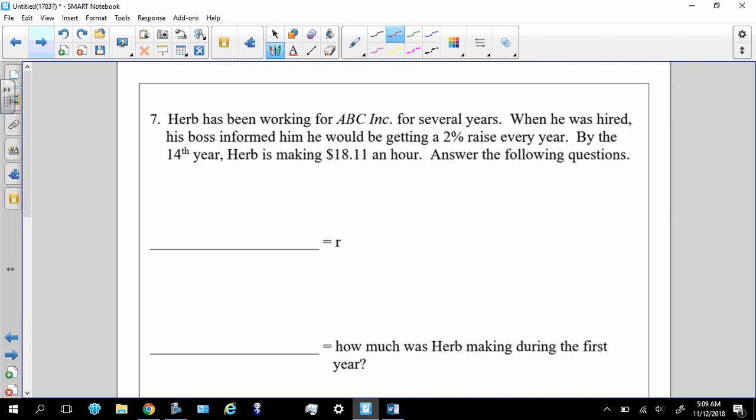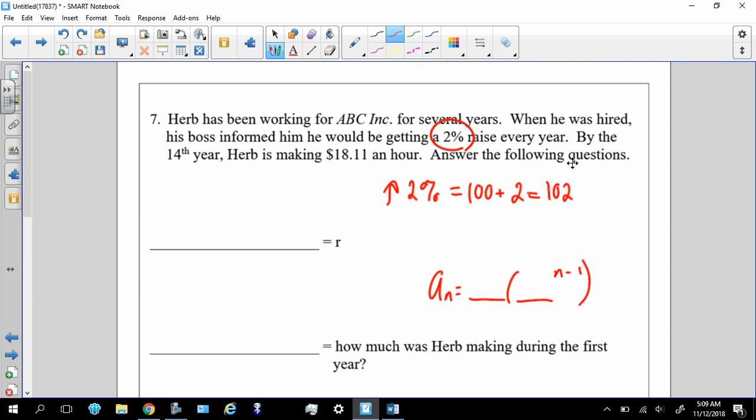Alright. Herb has been working for ABC Company Incorporated for years. When he's hired up, he'll be getting a 2% raise. That's geometric, so I'm just going to write this off to the side. A of n is equal to something, parentheses, something to the n minus 1 power. He was getting a 2% raise. That is an increase of 2%, which means I'm going to add 100 and 2%, which gives me 102, which means my r, I'll do this in blue here, r is 1.02.